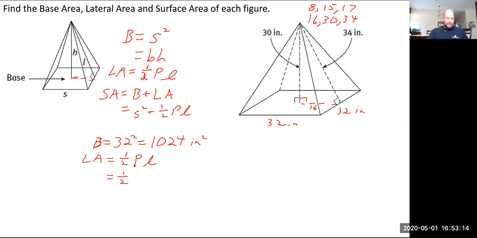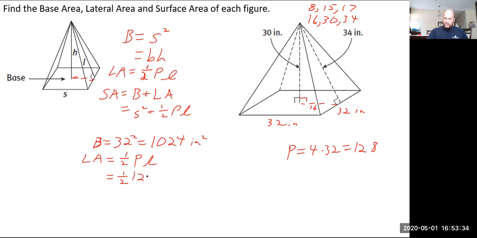So perimeter of the base. Well, the perimeter on this one is going to be all four sides are the same. So I could say perimeter, I'm going to do this off to the side, I can do by doing 4 times 32. 4 times 32 is a total of 128. So 4 times 32 gave us 128.